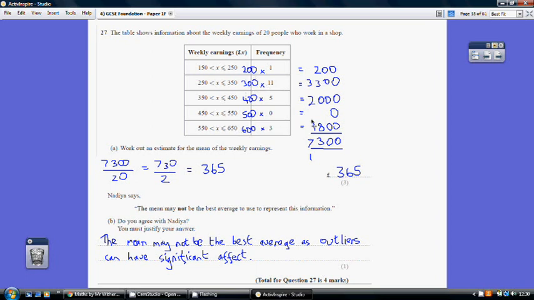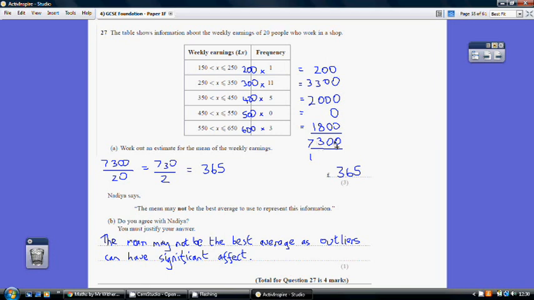So how do we work out how much money that is in total? Well, we cross multiply. We do 1 times 200, 200, 11 times 300, 3,300, and so on. So we get these 5 subtotals here. If we then add those up, that gives us the total amount of money earned by the 20 people, which is £7,300 in the week.